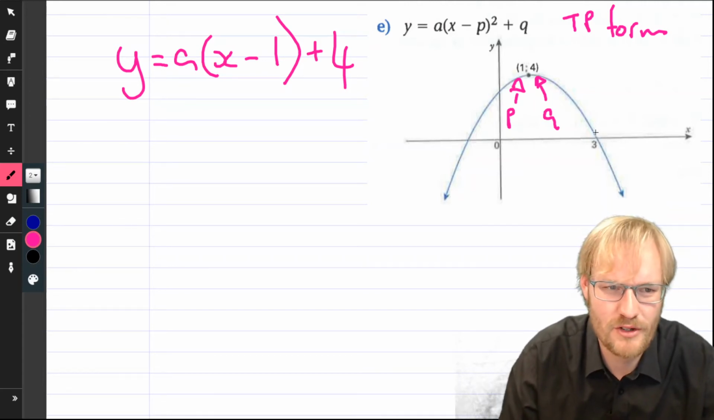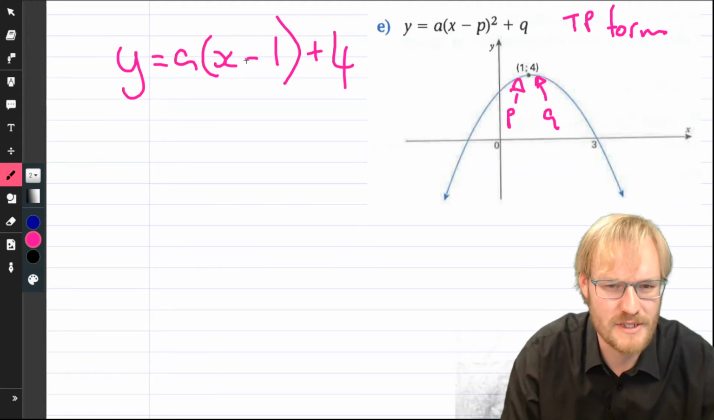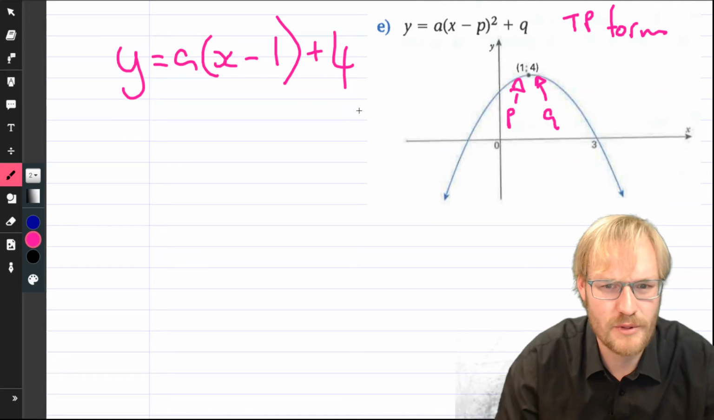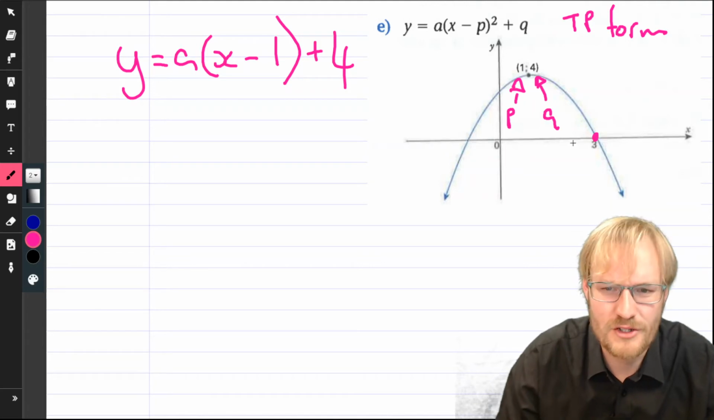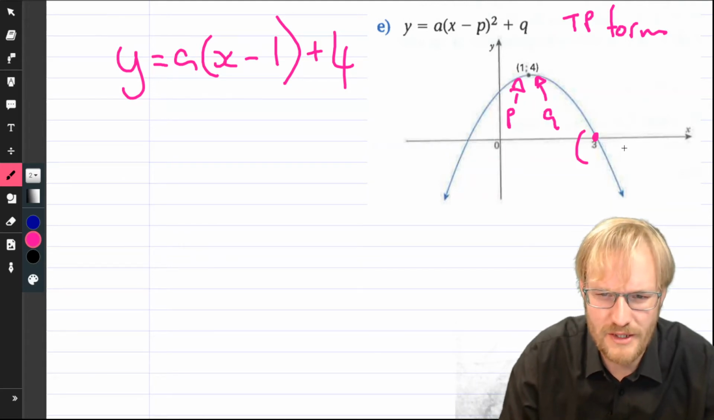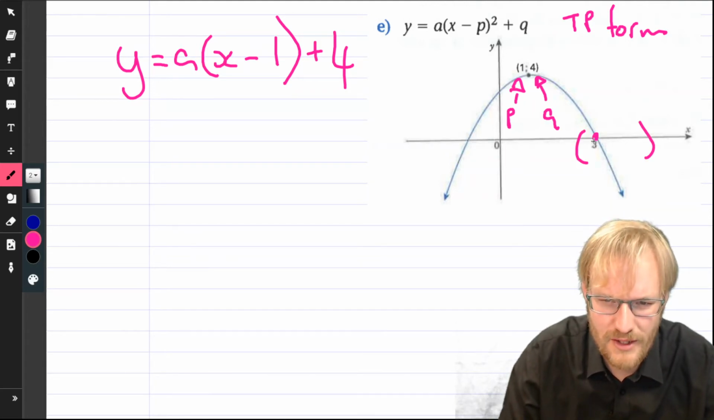Okay, what do you think we do next? Substitute a point of the graph in. Don't substitute this point in because then we're going to get a times 0, and then we're going to get 4 equals 4, which is great, but it doesn't help us. So there's another point. We don't know what that point is, but there's a point we know. As you know, I like putting coordinates in full coordinate form. So this is x value is 3, y value is 0. So now we can just substitute that in.